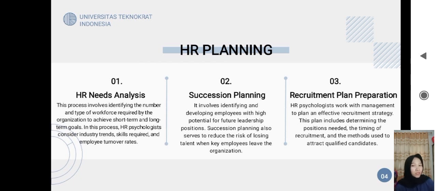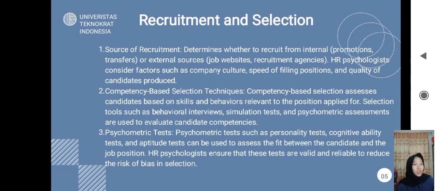The 3rd point, recruitment plan preparation. HR psychologists work with management to plan an effective recruitment strategy. This plan includes determining the position needed, the timing of recruitment, and the method used to attract qualified candidates. The next slide is about recruitment and selection.